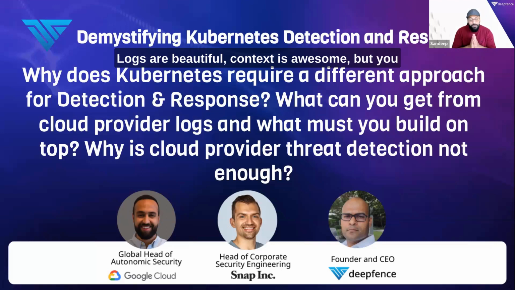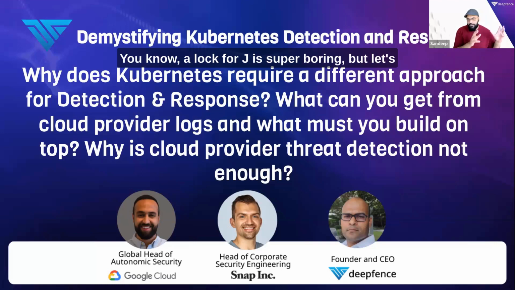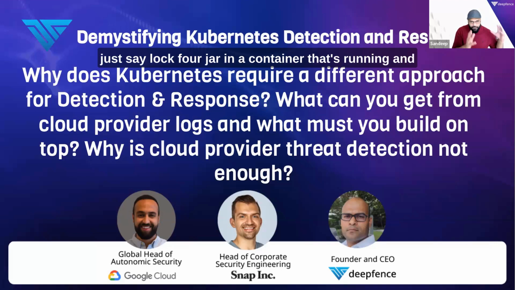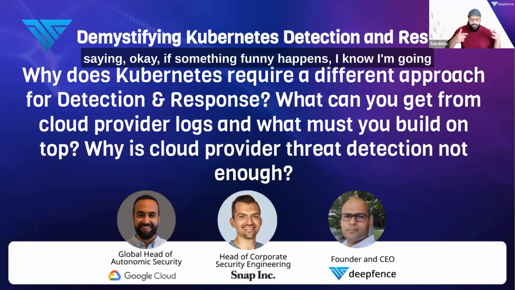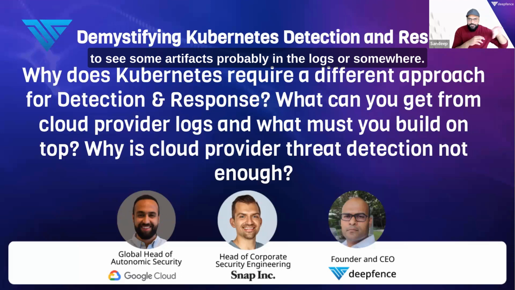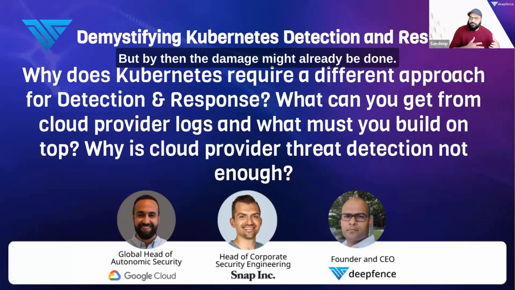Logs are beautiful, context is awesome, but you need something more, which gets you more visibility into the kill chain as it is evolving. You see what I'm saying? Like, hey, can I catch this at ingress traffic level? Let's say there is a log4j dot jar in a container that's running, and you know that you have to run the business, you allow that image to run, and then you're saying, okay, if something funny happens, I know I'm going to see some artifacts, probably in the logs or somewhere on the system. But by then, the damage might already be done.